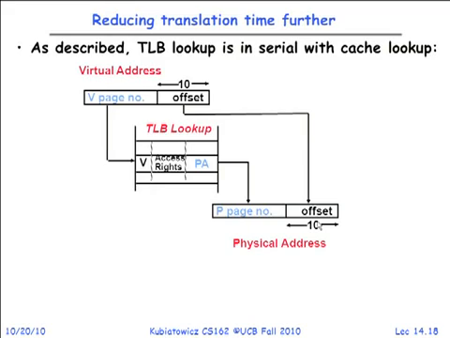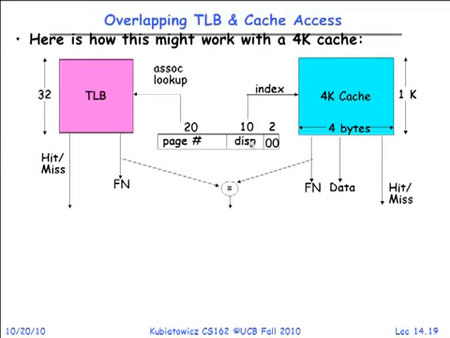So wouldn't it be cool if we could have the index lookup in the cache be only using bits from the offset? Then we could actually do the lookup in the cache in parallel while we were looking something up in the TLB. All right, let me say that again. Because these bits don't get translated, let's use these to look up in the cache while we're translating the virtual page. Okay? And this is exactly what's done with a lot of architectures.